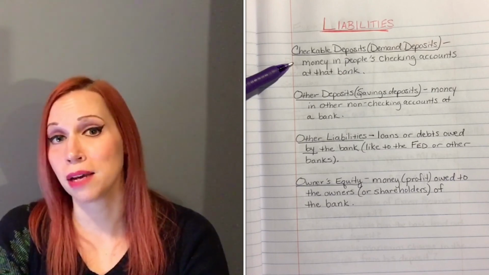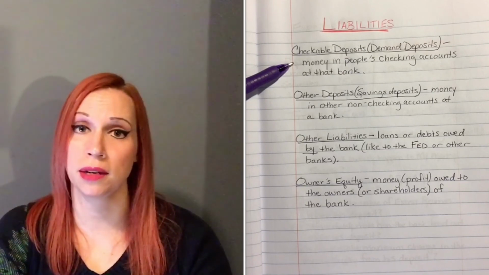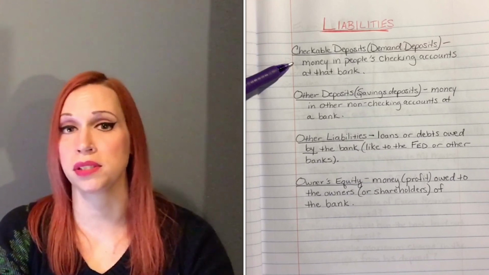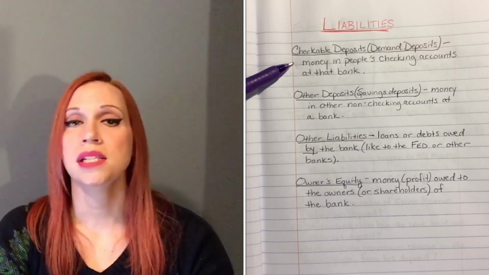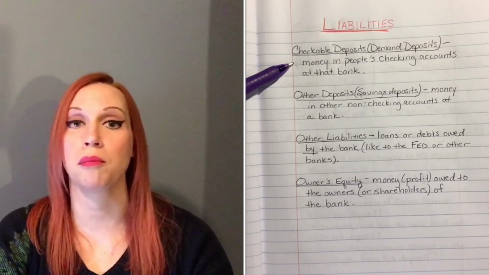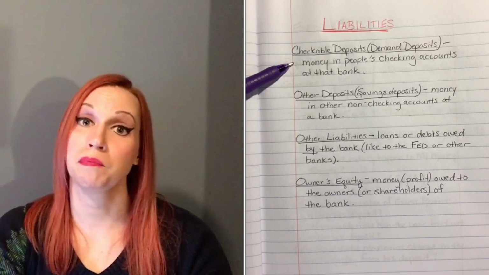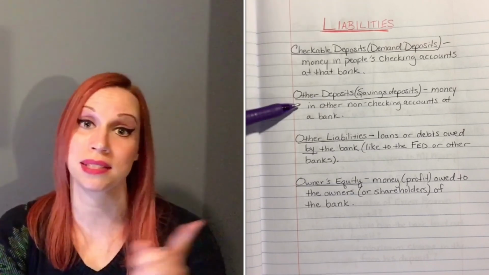Now, why is that a liability? Well, people are going to come back to the bank and withdraw their money, right? They're going to withdraw some money to make purchases at the grocery store. They're going to withdraw their money to go on vacations. So in a checking account, money is always coming in and going out pretty frequently. People are going to be coming to get their money out of their checking accounts, and that's going to represent money that is leaving the bank.